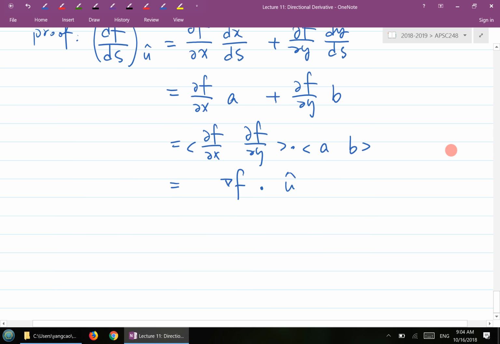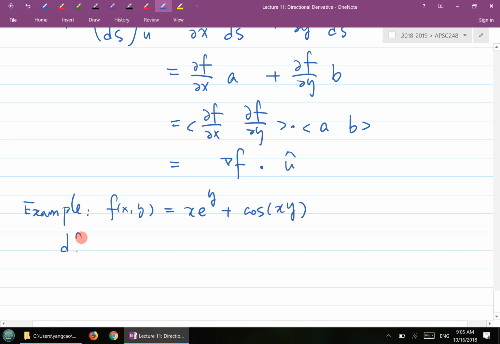So let's take a look at a couple of examples here. A very simple one, just to get a hand of how this computation looks, given a specific question. Alright, so here's a function f, and I want you to calculate the directional derivative at (2, 0) in the direction v equal to 3i hat minus 4j hat.